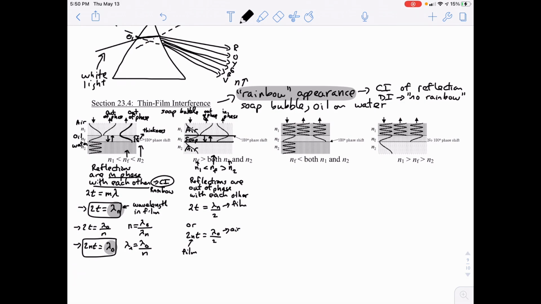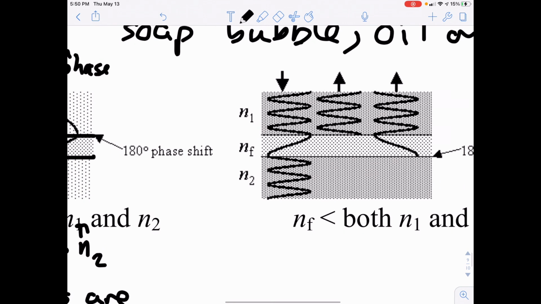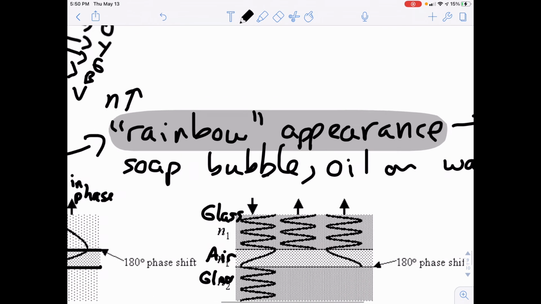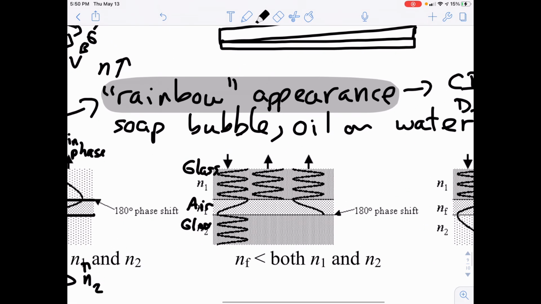Okay, now what would happen if the n of the film is less than both? What would that look like? Well, that would be something like glass. So say, for instance, we had glass, a little air, and then glass again. You could make this very easily by having a thin piece of glass, like a microscope slide, and then you put one end of it just a little bit higher, put a wedge in the side and create an air pocket in between, and if you look at it over the top, it will show a nice iridescent pattern.